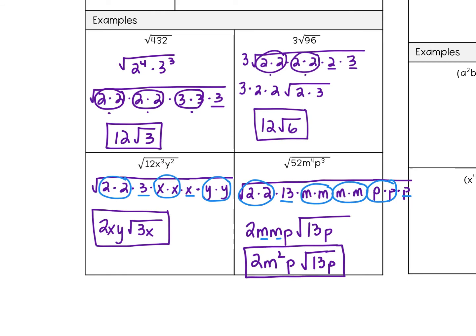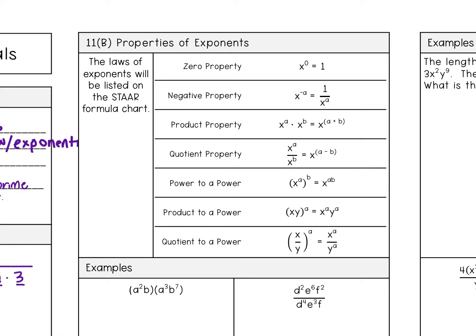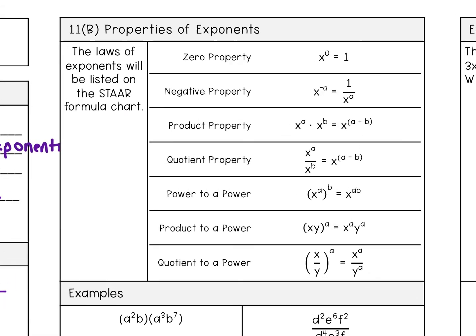Okay, so that's what we get for our radicals. If you open up your booklet, the next thing that was on this unit was exponents. There's a bunch of different rules when we're doing exponents. I wrote them here. But with these, you don't have to worry too much because they will be on your star formula chart. You don't have to memorize the rules, but you do need to know how to use them.